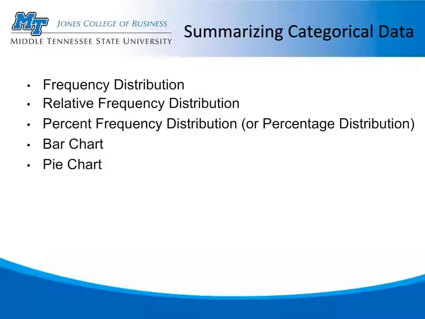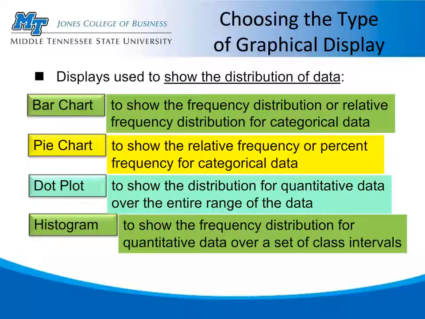We're going to look at several different techniques for presenting categorical data. These include three tabular forms: the frequency distribution, the relative frequency distribution, or the percentage distribution. There's a couple of graphical forms we're going to look at: the bar chart and the pie chart. Now, the type of graphical display that you want to use depends upon what you want to show. If what you want to show is the distribution of the data, you can use a bar chart, you can use a pie chart, if you're dealing with categorical data.